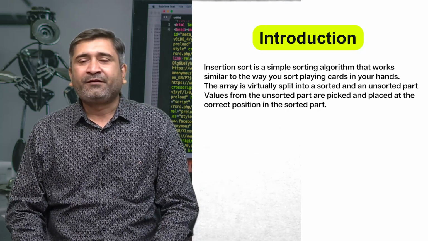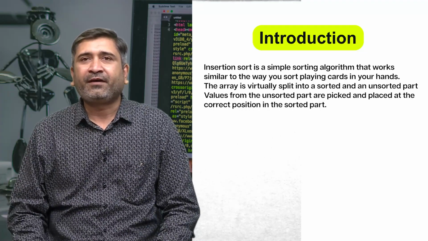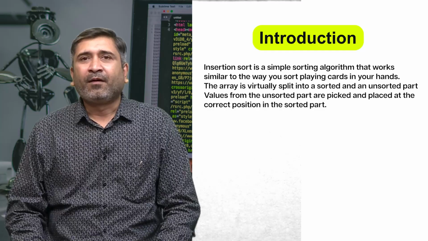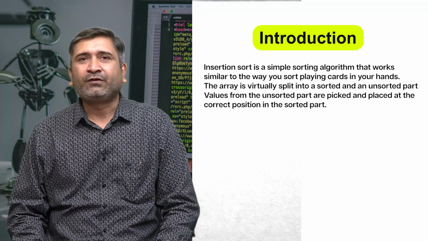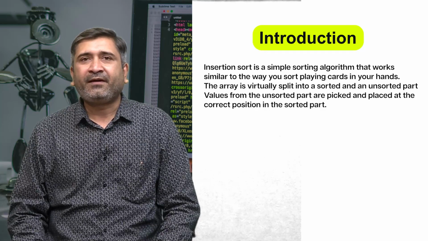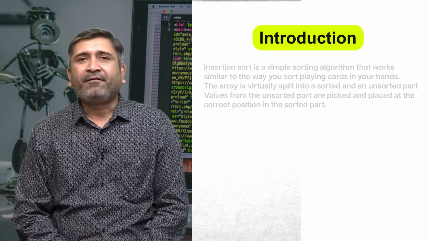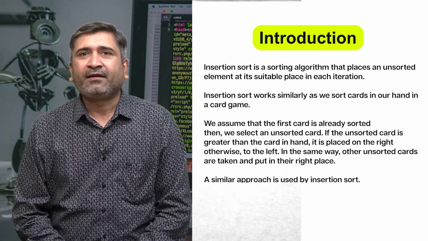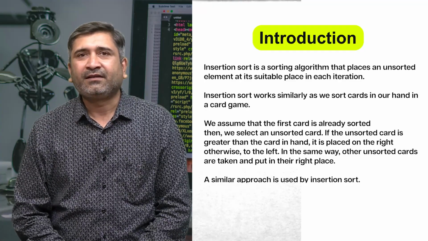This is another example which we have taken from very relevant sources. Insertion sort is a simple sorting algorithm that works similarly to the way you sort playing cards in your hand. The array is virtually split into a sorted and an unsorted part. Values from the unsorted part are picked and placed at the correct position in the sorted part. This is the brief introduction about insertion sort. Insertion sort is a sorting algorithm that places an unsorted element at the suitable place in each iteration.